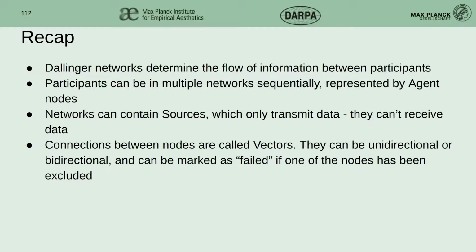Those networks can contain different kinds of nodes. One of those kinds of nodes is a source. Sources only transmit data, but do not receive it. And they can also contain agents, which are people who can both transmit data and receive it.